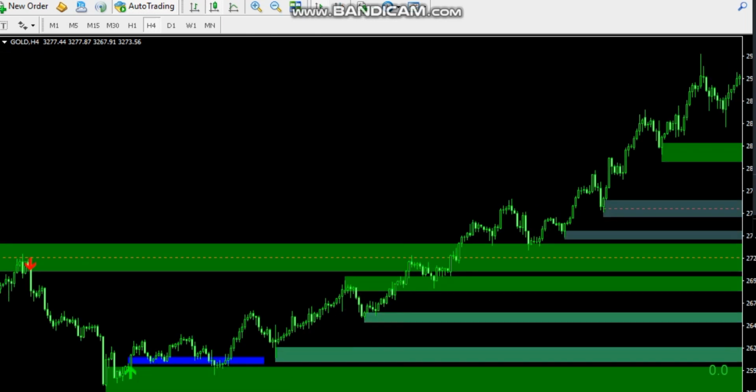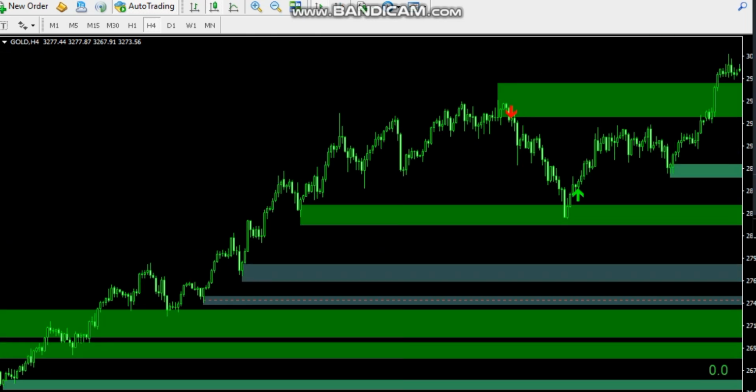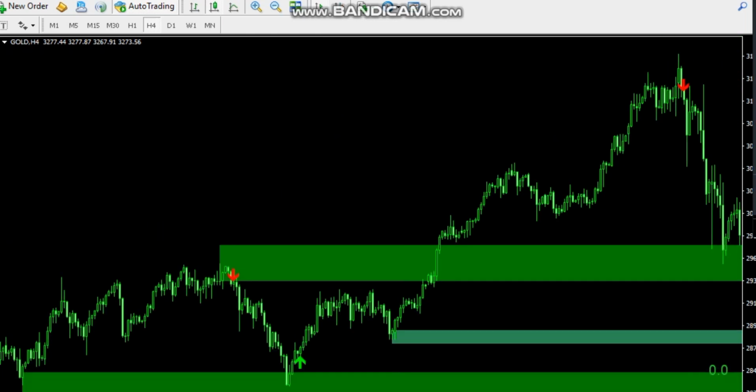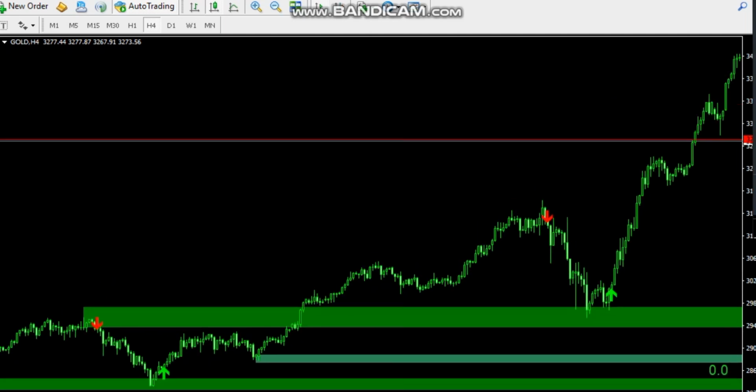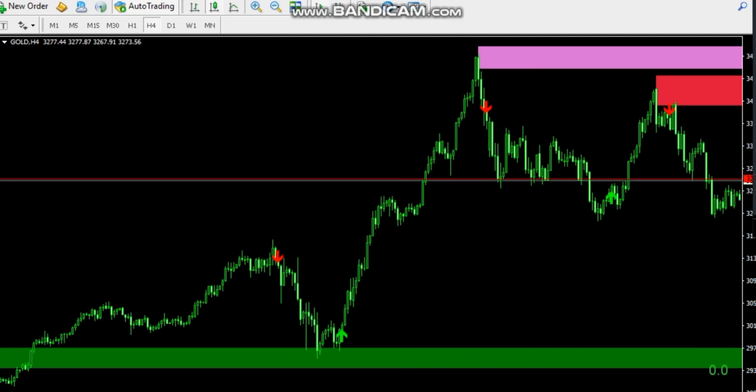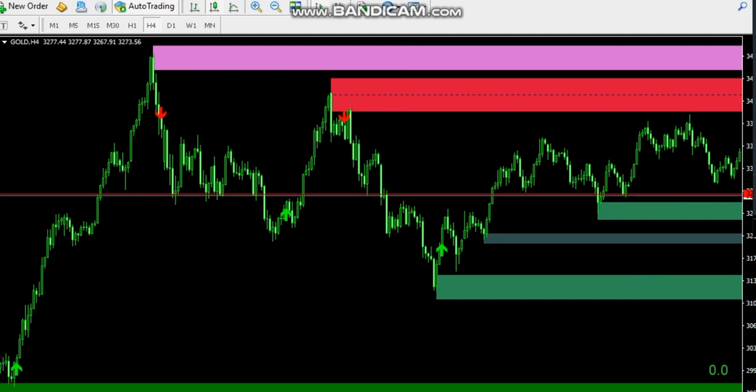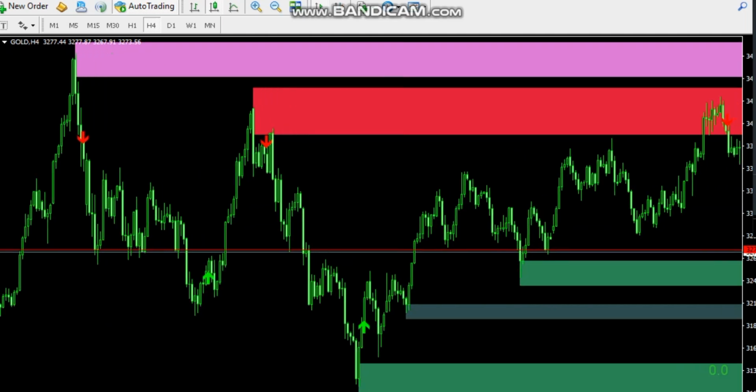Now let's see. Another good thing is if you know price action and you know how to spot supply and demand, then this indicator will just tell you when to enter. Now look at another entry. I'm going to mark that imbalance out. Some people call it fair value gap.